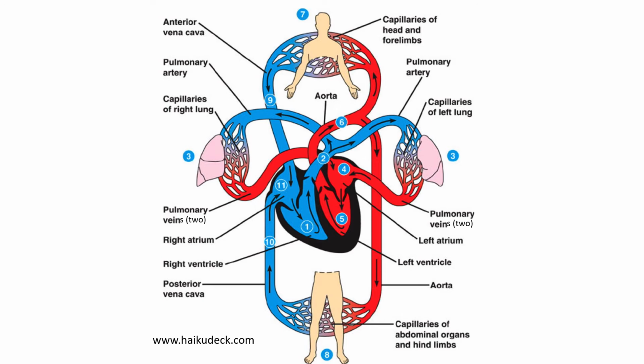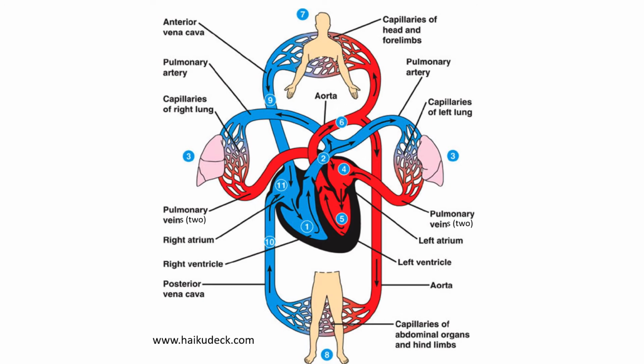Blood is going to diverge to the upper part of the body through the brachiocephalic trunk and the common carotid artery, etc. We'll get to that later. And also go down to the lower extremities of the body through the descending aorta. So now we have our systemic loop. That would be number 7 and number 8, where we're going to lose oxygen to tissues and pick up carbon dioxide and other waste products.